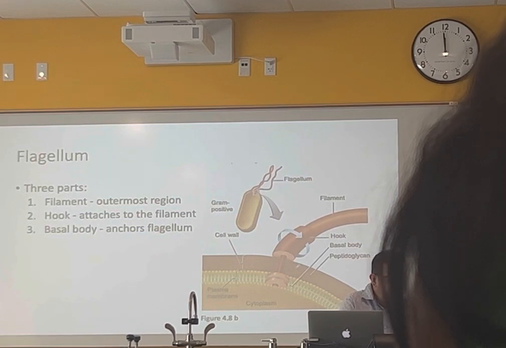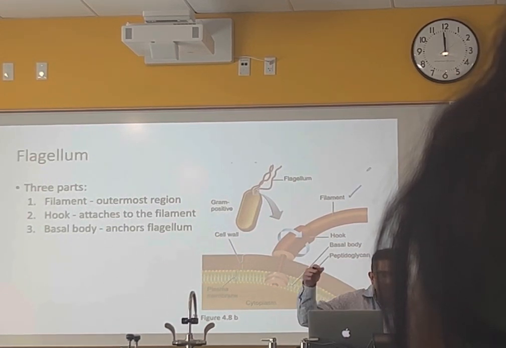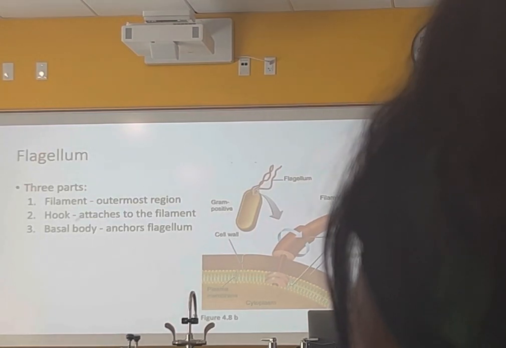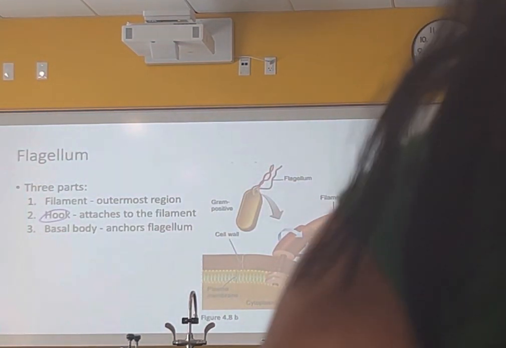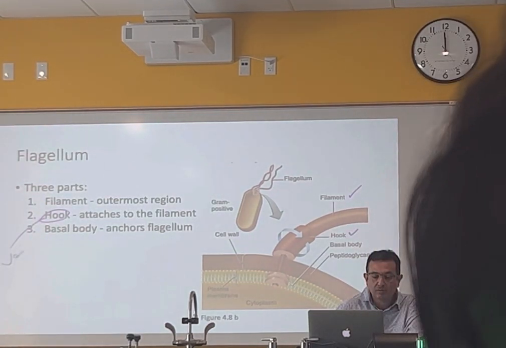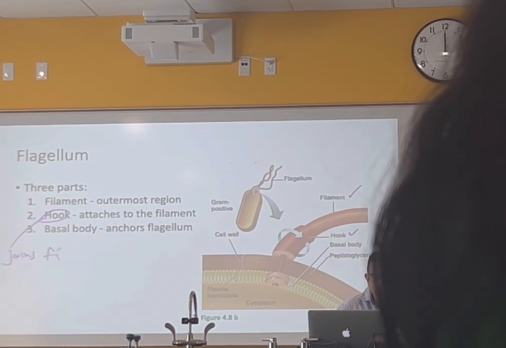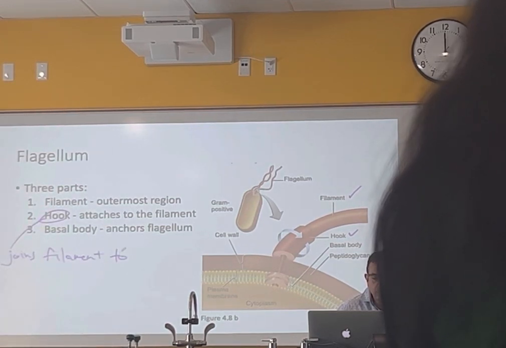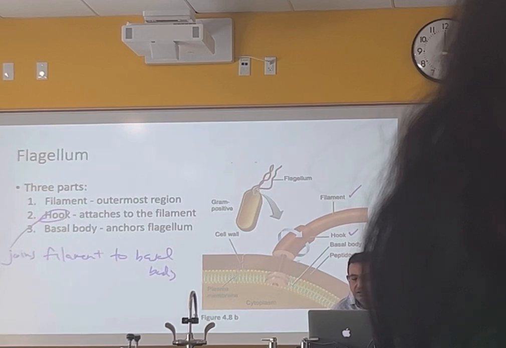There's three general parts to the flagellum. We have the filament part here, which is the outermost part. That's the one we can see visibly moving. And there's a middle part here called the hook. The hook basically joins the filament to the basal body. And the basal body is what anchors the actual flagellum, the structure itself, but the hook joins the filament to the basal body.